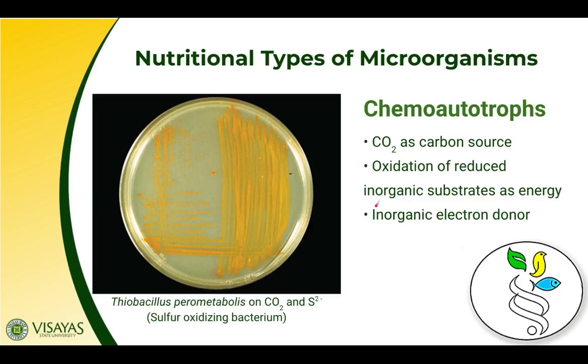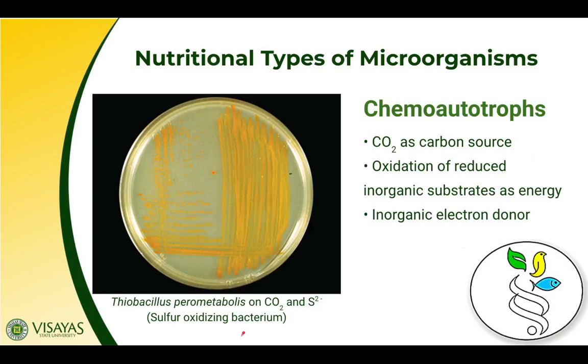Another nutritional type of microorganisms are what we call the chemoautotrophs. So they use carbon dioxide as carbon source and they oxidize inorganic substrates as source of their energy. And their electron sources are those inorganic compounds. An example is Thiobacillus. It's grown in the presence of carbon dioxide and sulfide. So this is a sulfur oxidizing bacterium.